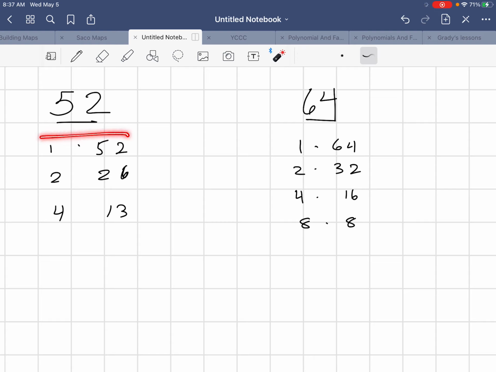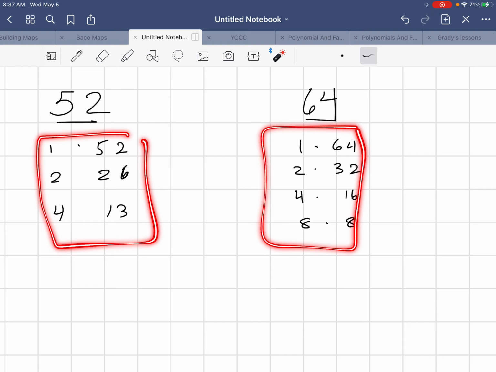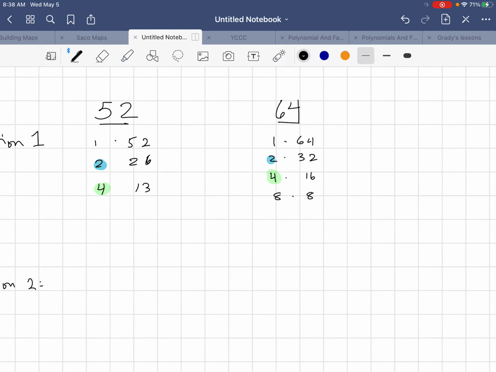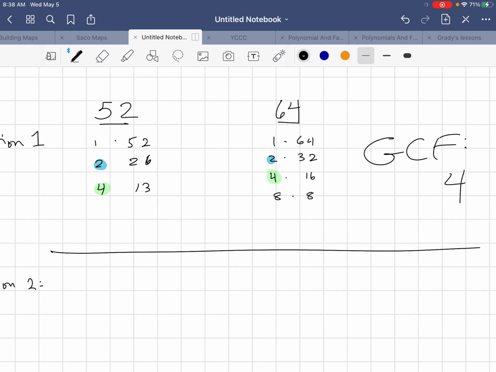Now I'm looking for a number that's the same in here. So I have several factors that are common. There's a 2, and there's a 4. So 2 is a factor of both, but 4 is larger. So we would identify 4 as the GCF. That's option 1. That's how I typically do it.